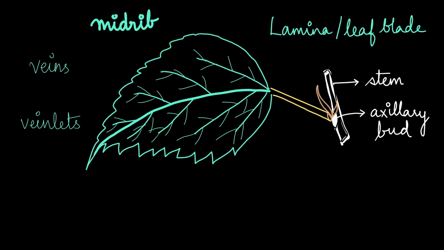Veins are very important for the leaf. The first thing they do is they give rigidity to the leaf. And the second function is transport. They ensure that the leaf gets water, food, minerals, etc. These are the three parts of a leaf.